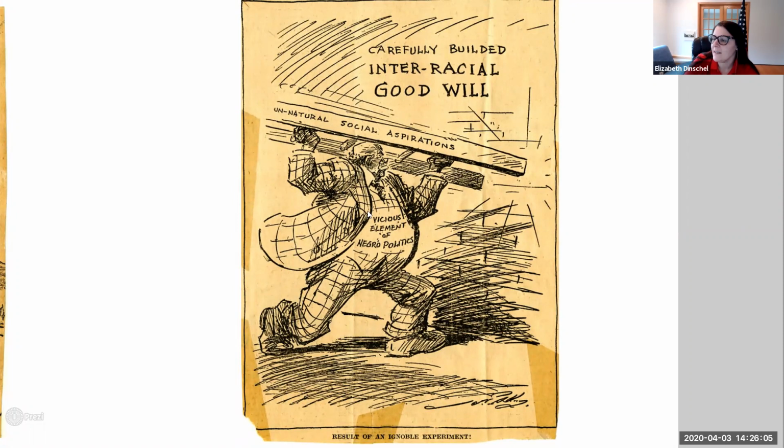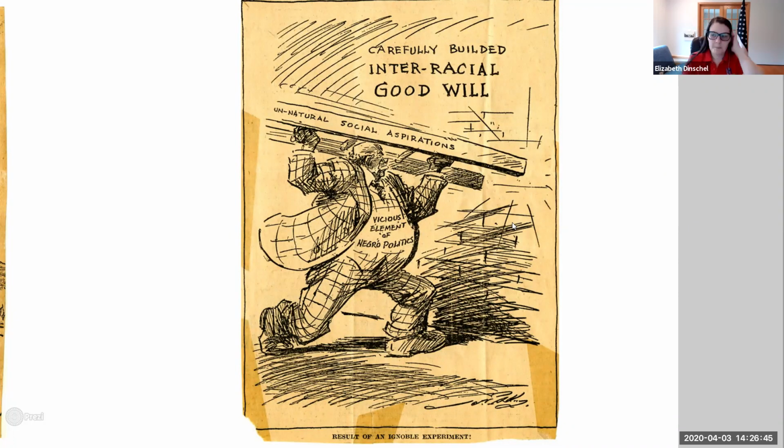So you see this big man here and it says vicious element of Negro politics. And then he's holding a ladder that says unnatural social aspirations. And so look, there's this wall. It says carefully builded interracial goodwill. So what do you guys think that means? Let's really think about this and break it down. There's a wall. We know there's Jim Crow laws. So is this cartoon showing that they've built a literal wall between African American and white people in the United States to keep them separate but equal?